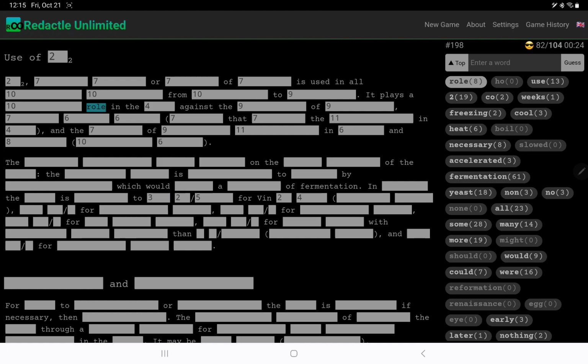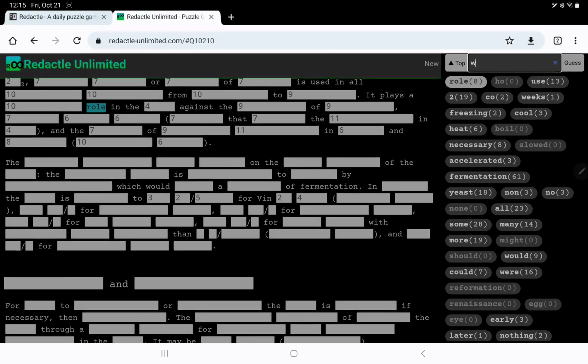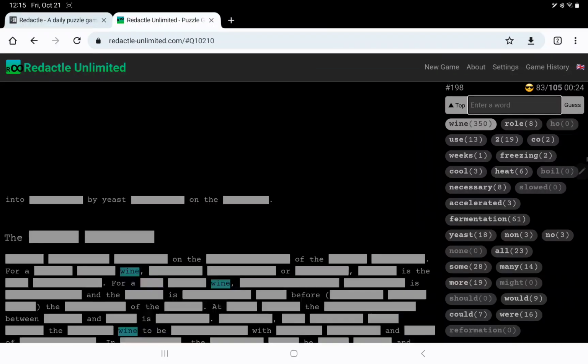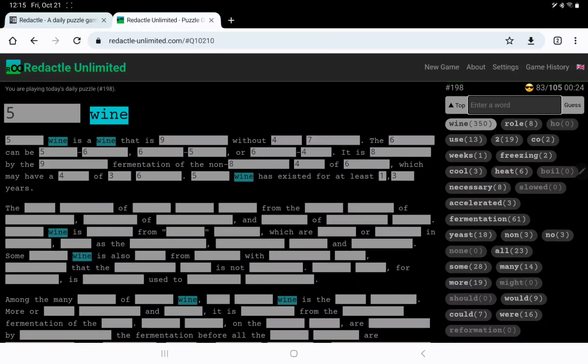Oh, so this is just wine then. Let's try wine and see if that's one of the words in the 350 occurrences. Oh my goodness. So it is a wine. I was thinking it was something you eat, but no. So what kind of wine is this? A wine that is 9 without 4, 7.